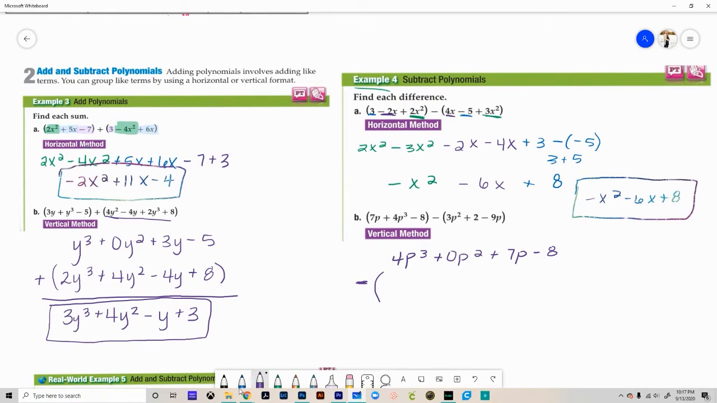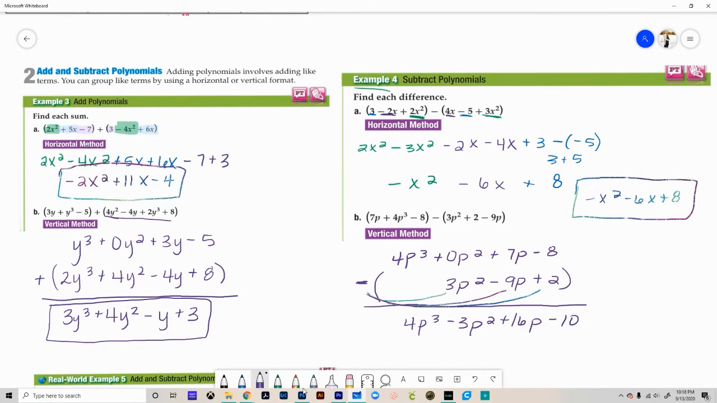So we don't have any p to the third, but we do have a 3p squared plus or minus 9p plus 2. When you're doing this method, pay attention to your negative out here. It's going to be distributed into all of these parts, so the signs are going to change. So 4p to the third, there's nothing underneath it, so 4p to the third is what it's going to be. I'm going to have 0p squared, so nothing, but I have a negative 3p squared. 7p minus a negative 9 is going to end up being a positive 16p. And then we have a negative 8 minus a positive 2, so negative 8 minus 2 is negative 10. So there is that subtracted.